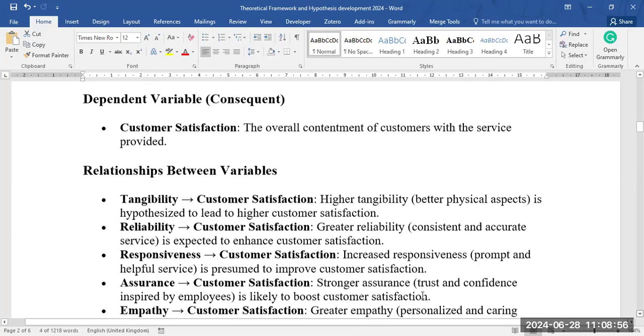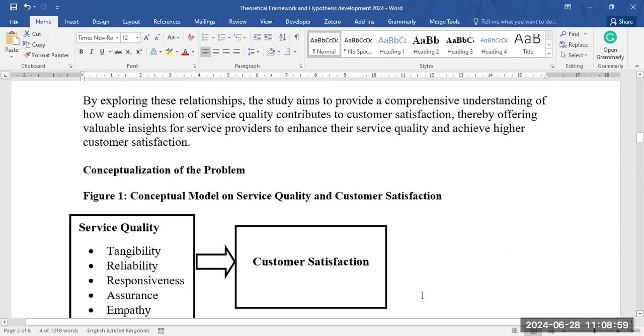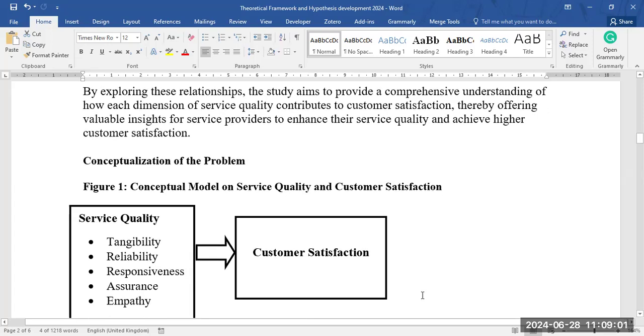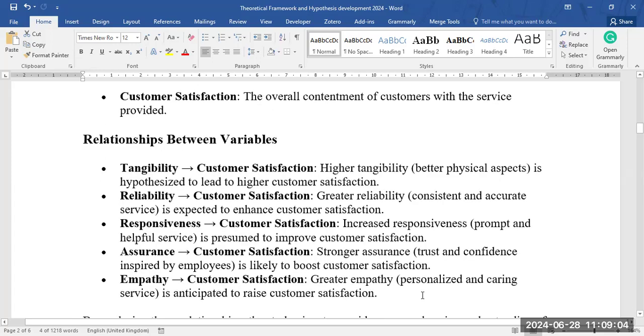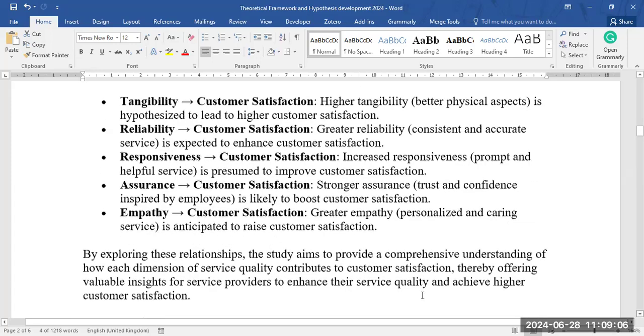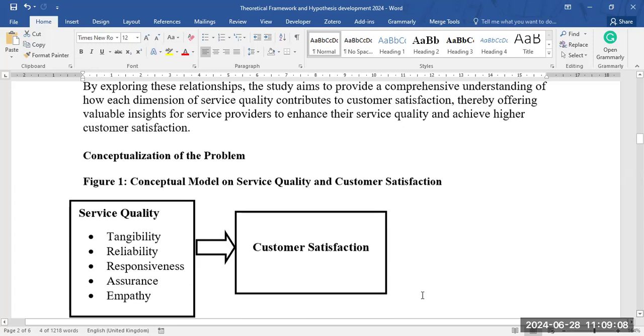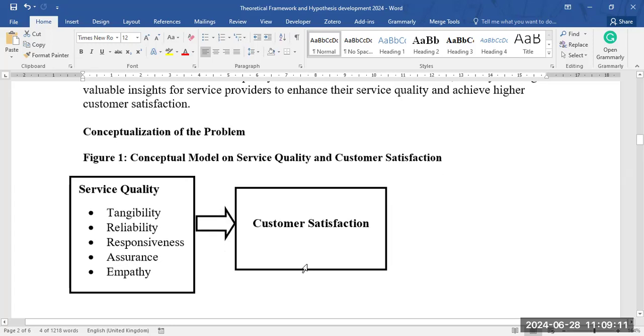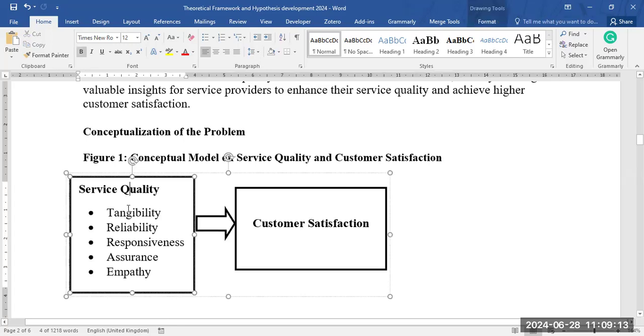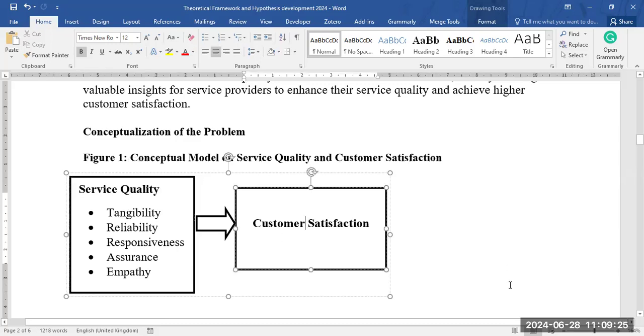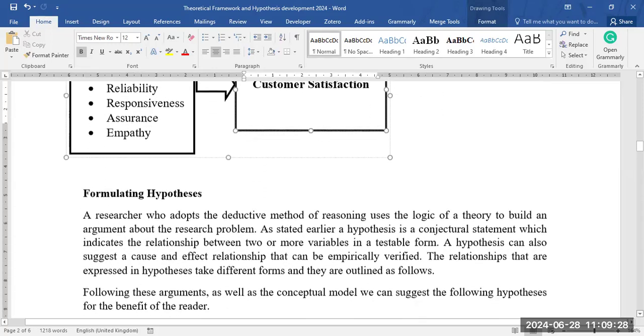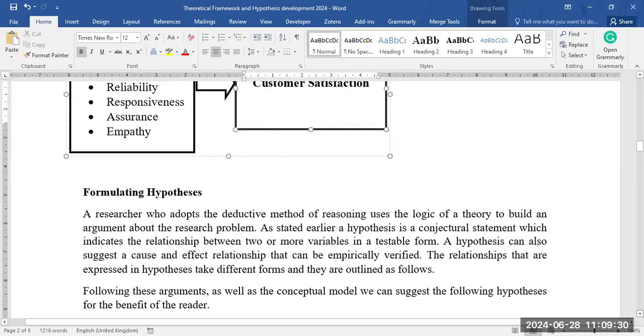So now we can discuss the conceptualization. Conceptualization tries to connect the relationship between the variables. In this model, as you see, service quality is one variable, and that variable may have five different dimensions: tangibility, reliability, responsiveness, assurance, and empathy, with customer satisfaction as the dependent variable. Now we want to formulate the hypothesis.